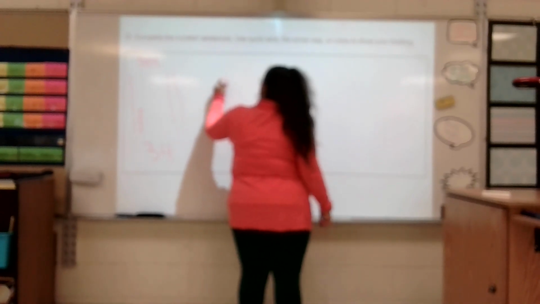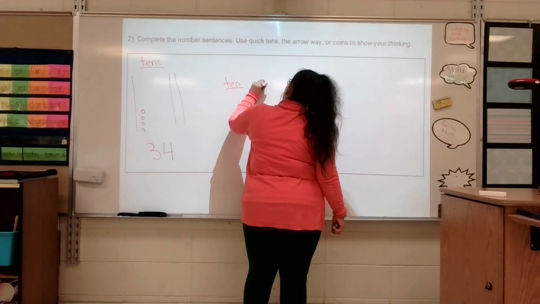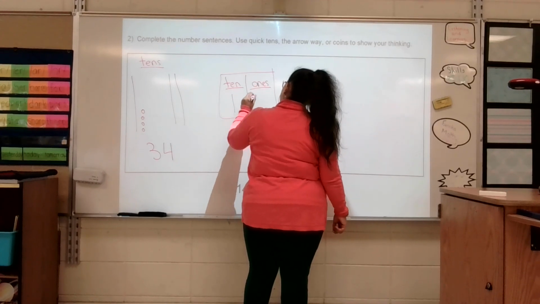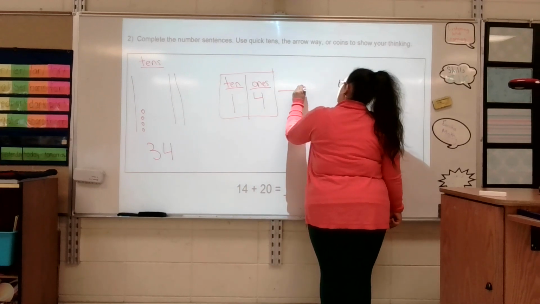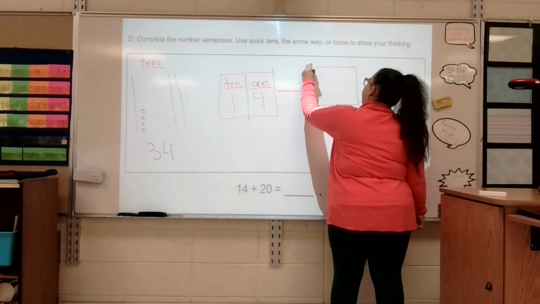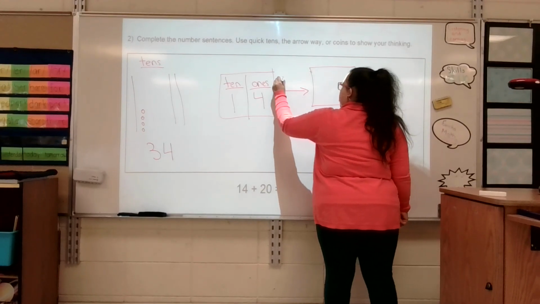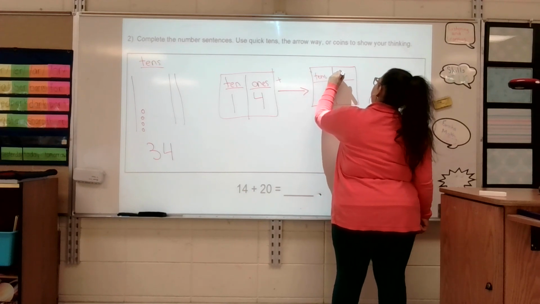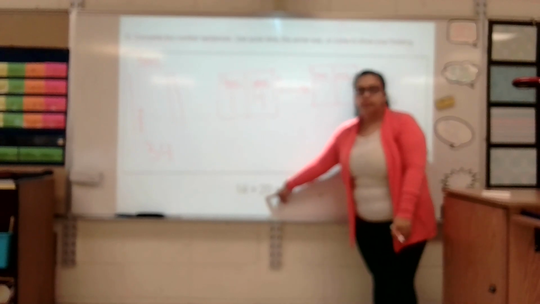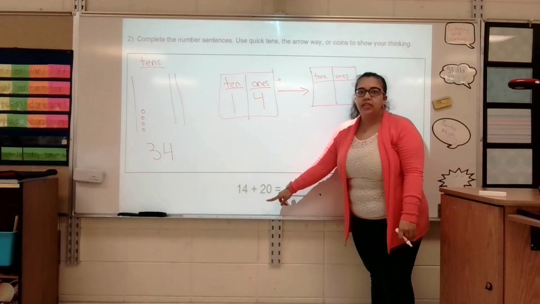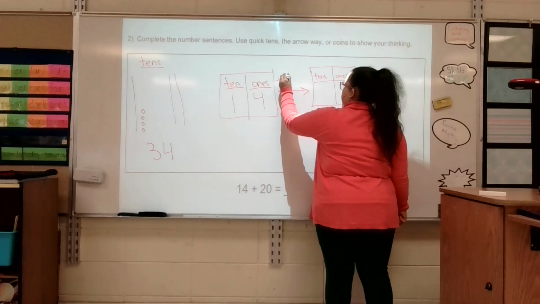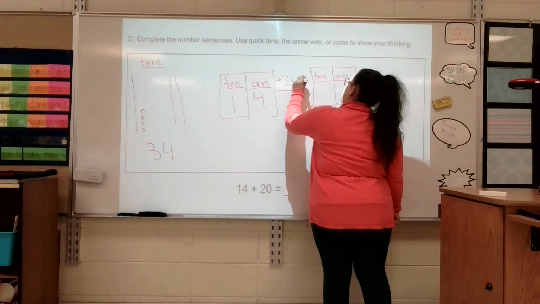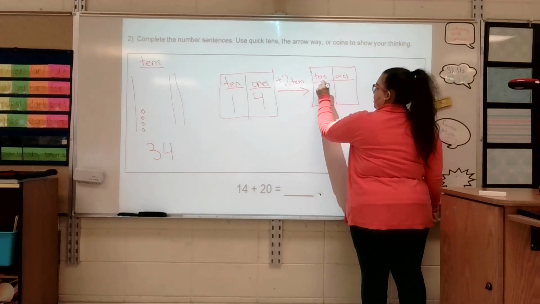The arrow way calls for us to have a place value chart, tens and ones, and we know that we started with 14. We're going to make a change. We're going up some kind of way, so we're adding something. What are we adding? 2 tens. Excellent. We're adding 2 tens, and 2 tens is the value of 20. So 1 ten and 2 tens is 3 tens.